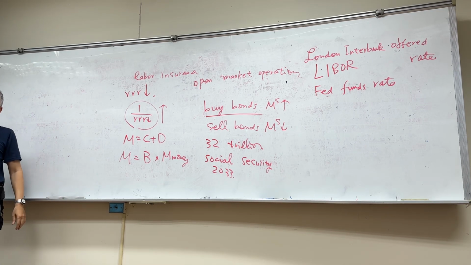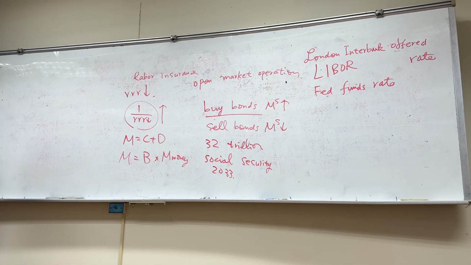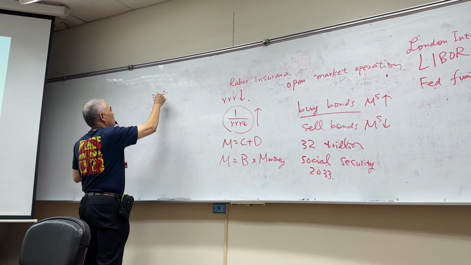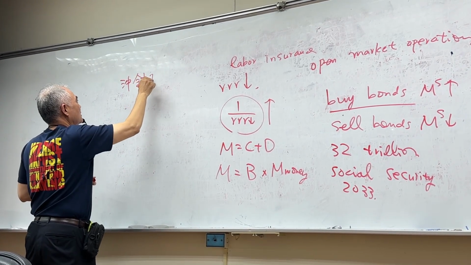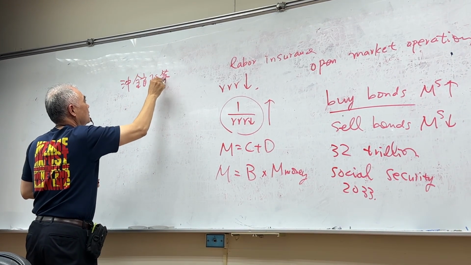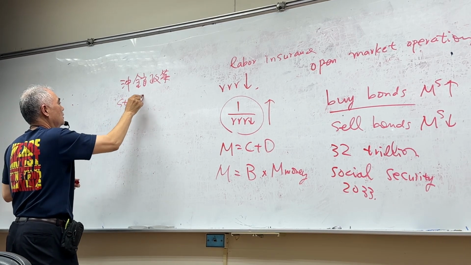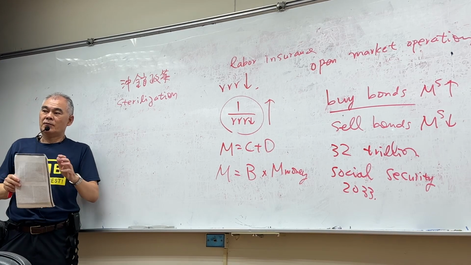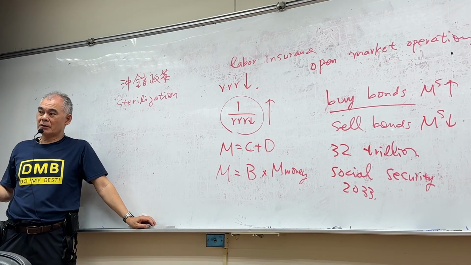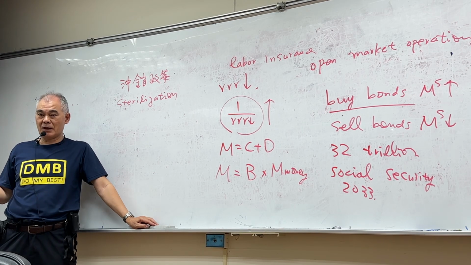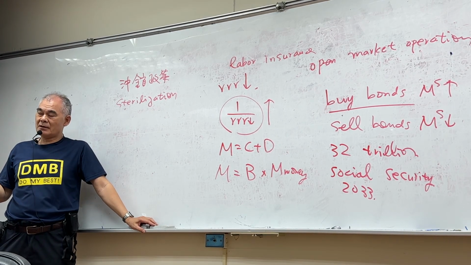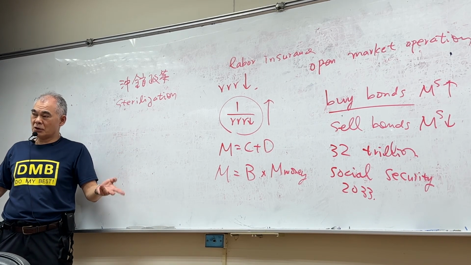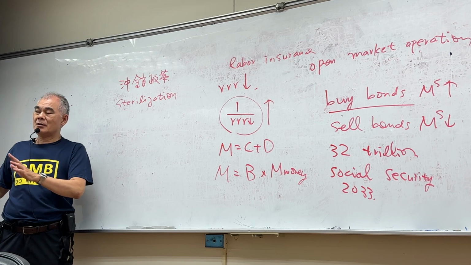Let us imagine this situation. Because Taiwan is this one, here we are going to talk about sterilization. As I say, for any policy that the central bank is doing, there's going to be an impact on the money supply, and we don't want that. For example, we just want to affect the exchange rate and not monetary policy.